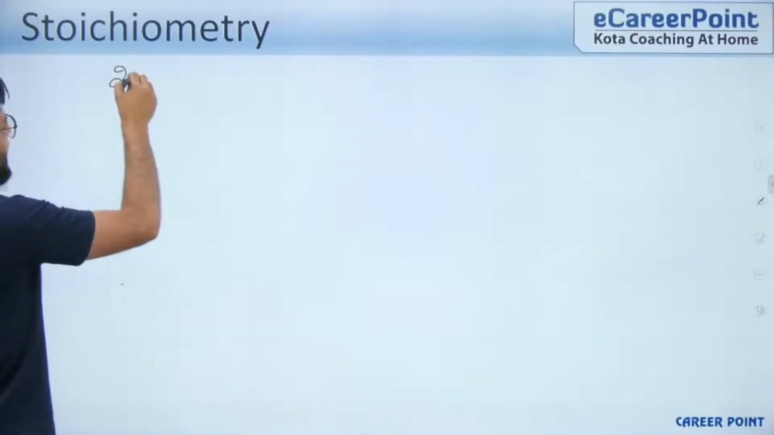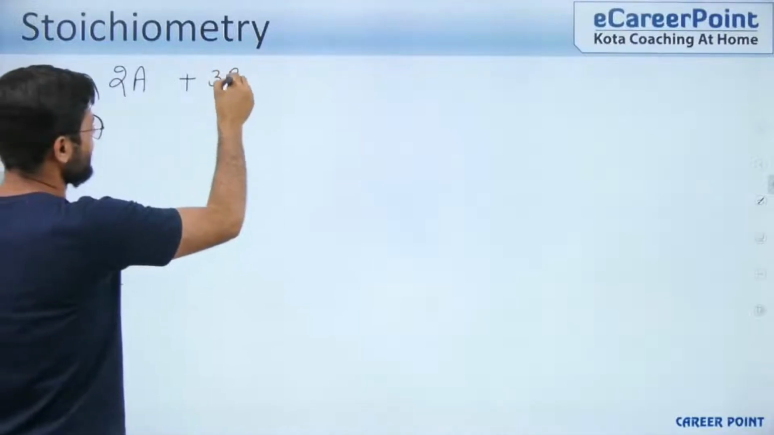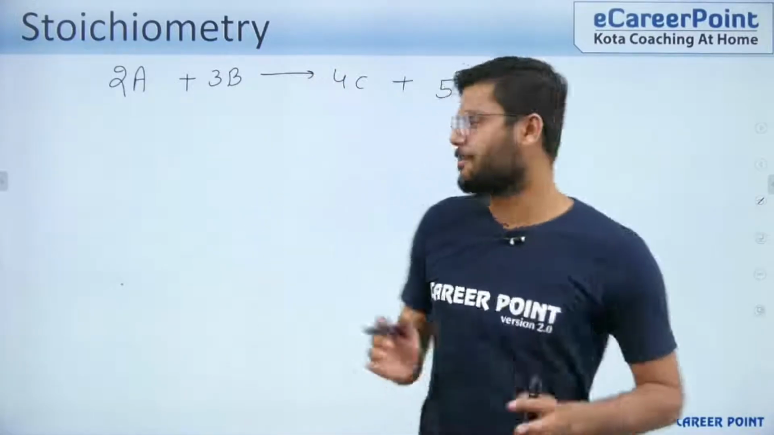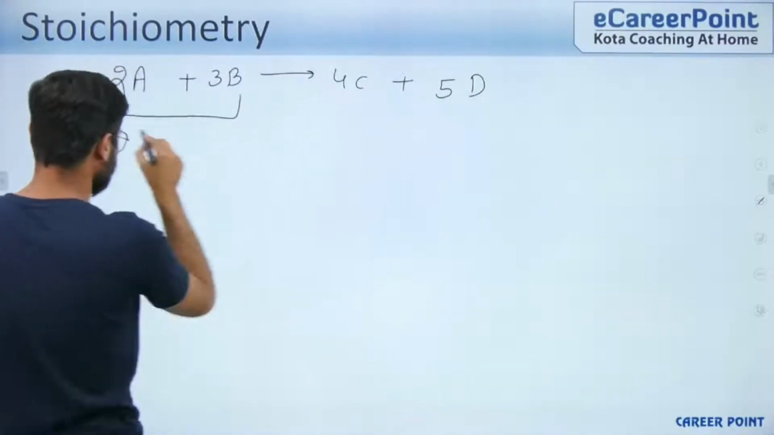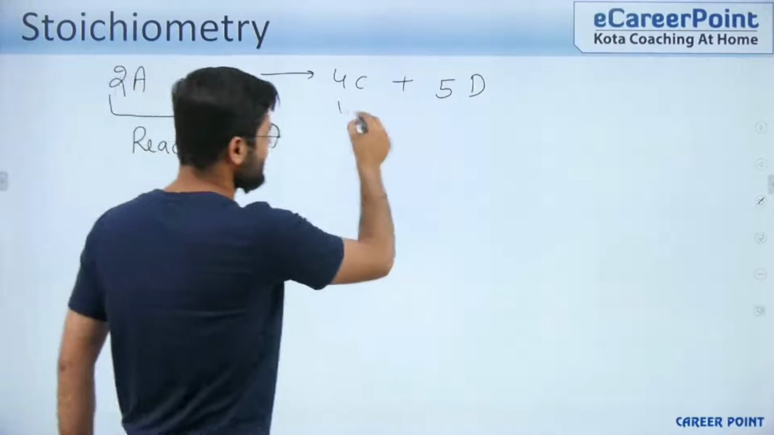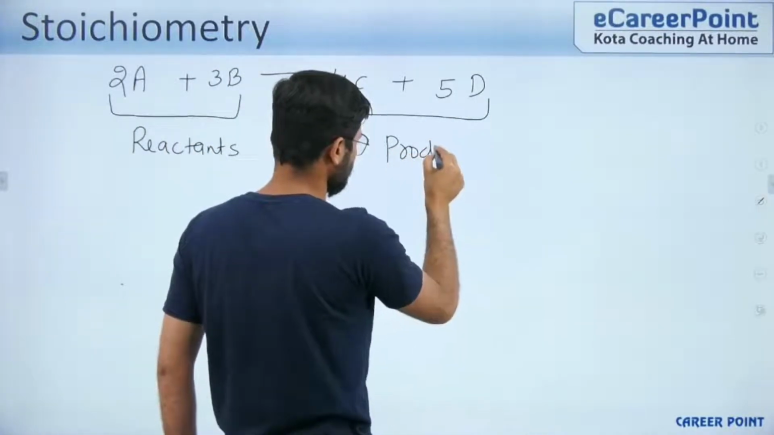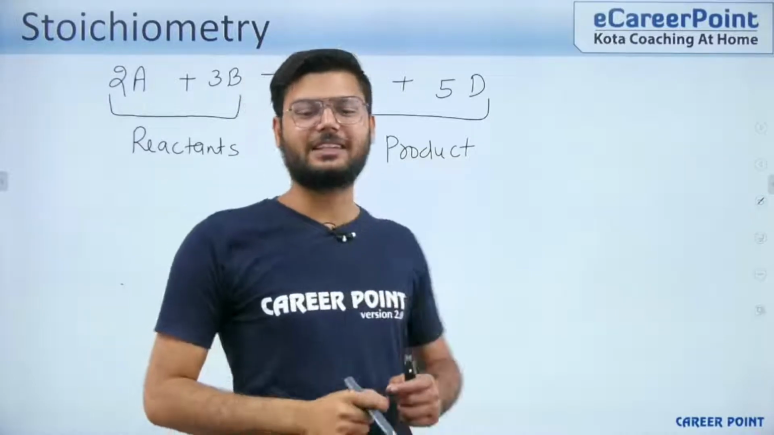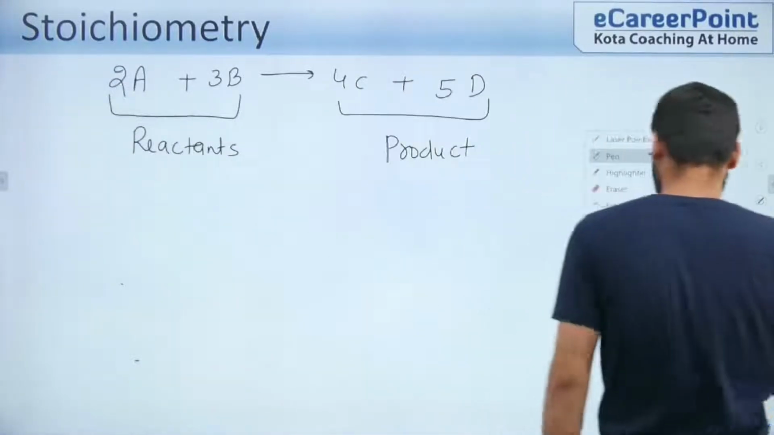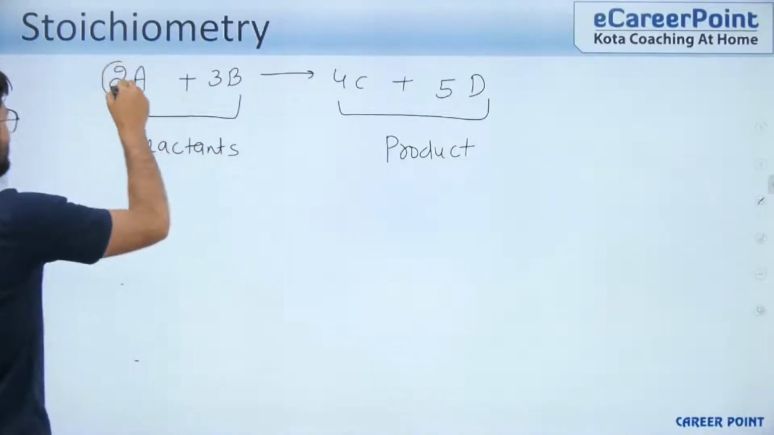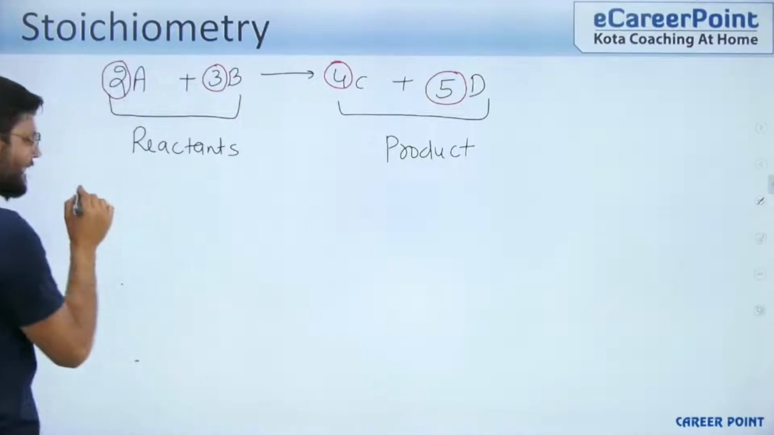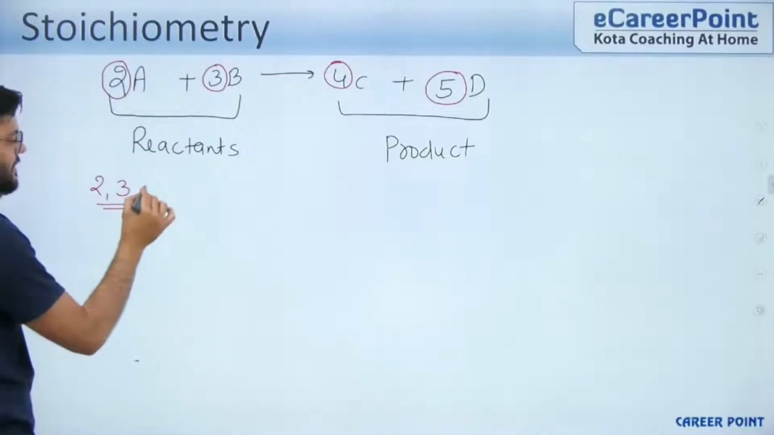Let's take a very simple example: 2A plus 3B giving 4C plus 5D. A and B, let's say these are the reactants. Of course, this side is called reactant and these are called product. So we have reactant and we have product. If we move forward and try to understand these things, we have these numbers 2, 3, 4 and 5. So what are these numbers? These numbers are actually called stoichiometry.